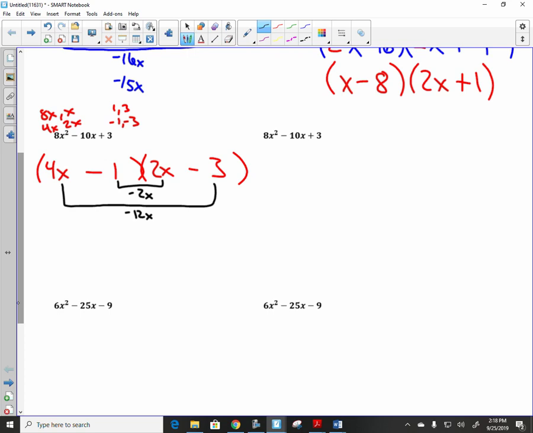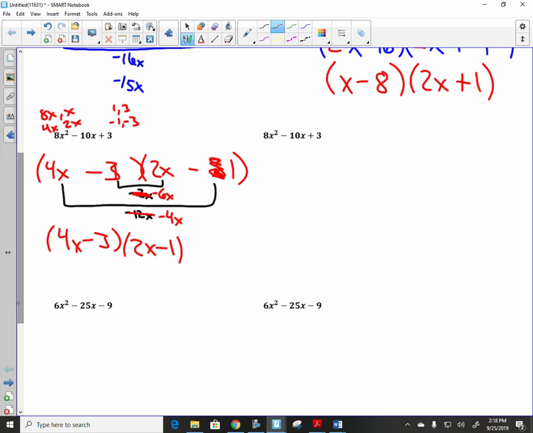So Elijah said, you know what? Switch that. Instead of a minus 1 to a minus 3, instead a minus 3 to a minus 1. Okay, so now that's a negative 6x, and that's a negative 4x. Does that work? Yeah, so 4x minus 3 times 2x minus 1. So guess and check does work, and I like guess and check. I use it most of the time.